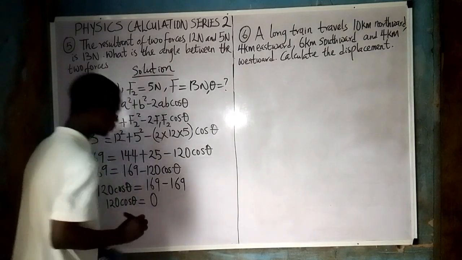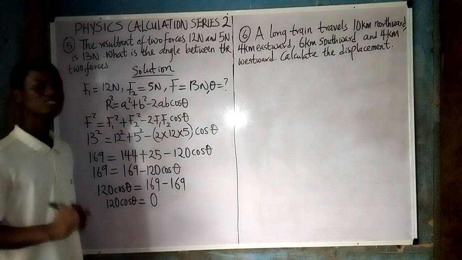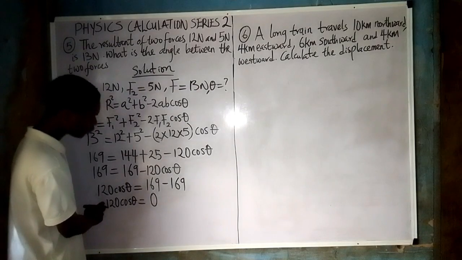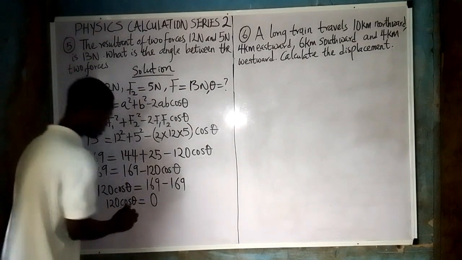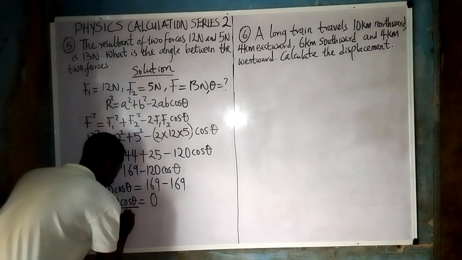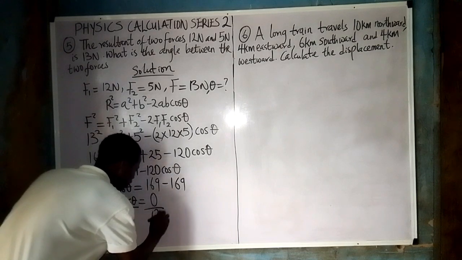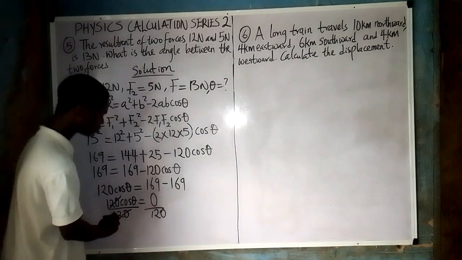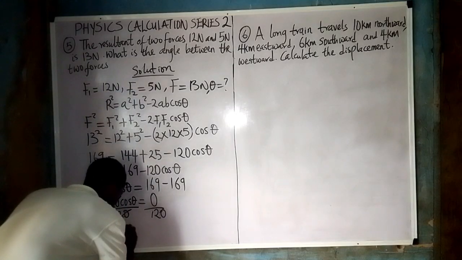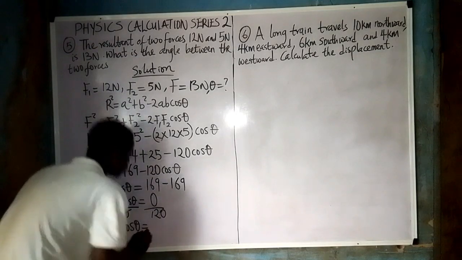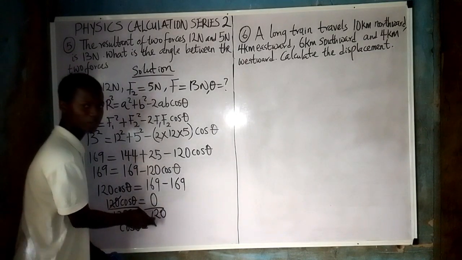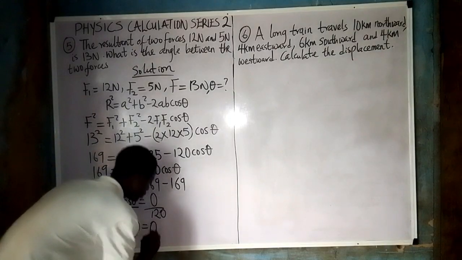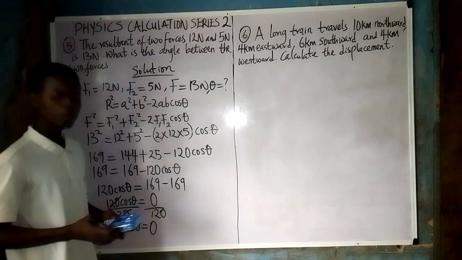Exactly 0. Now we are looking for theta. So what do you do? You have 120 in front of cos theta. Divide both sides by 120, 120 over 120. What will be left on this side? Cos theta will be left on this side. So cos theta will now be equal to 0 divided by 120, which will give us 0. You can check that out. 0 divided by 120 will give us 0.